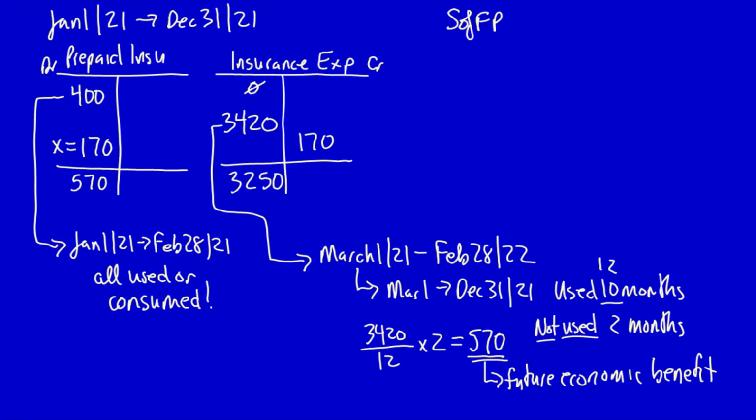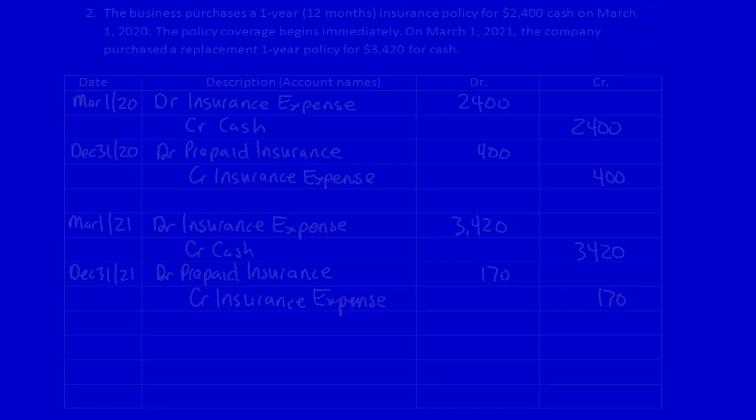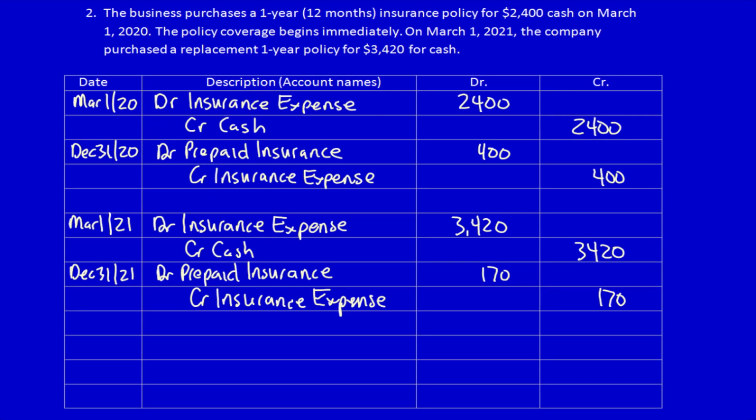What will my financial statements look like at December 31st, 2021? My statement of financial position: assets, current assets, prepaid insurance, $570. My income statement: operating expenses, insurance expense, $3,250. So notice my financial statements are perfect. My statement of financial position reflects the future economic benefit of my insurance policy that remains. And my income statement reflects the insurance expense that was used or consumed to help generate revenue. Prepayment adjusting entries: insurance expense under the income statement method.